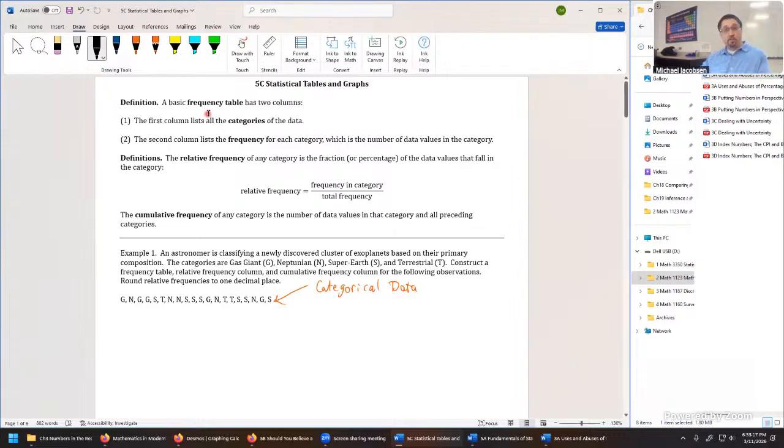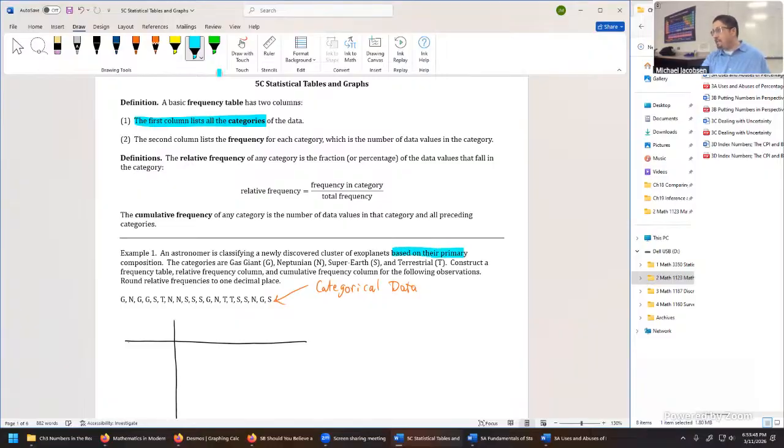To build a frequency table, we're going to have 2 different columns, a first column and a second column. They'll add 2 more columns just to look into these other definitions. First column lists all the categories. So we can give our categories a name. Let's call these primary composition. They're categorizing these based on their primary composition.